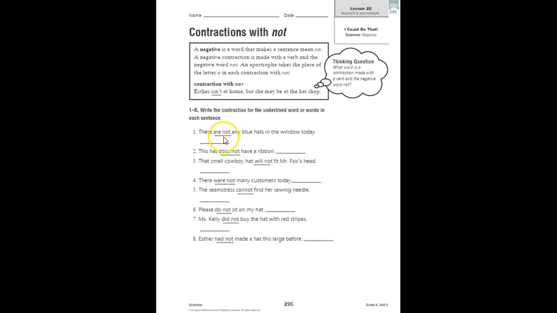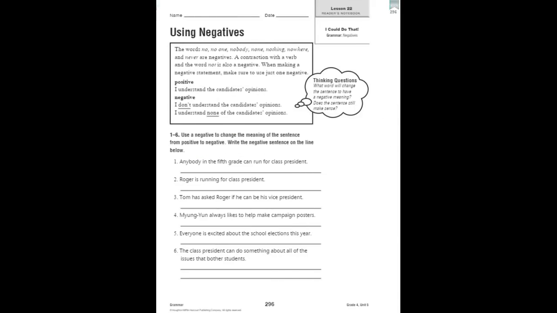All right, so are not becomes aren't. Remember, the O is replaced with an apostrophe, and you will write it on the line. Then to practice using negatives, page 296, use a negative to change the meaning of the sentence from positive to negative, and then write the negative sentence on the line below. All right, again, all the information about using negatives and your thinking question are right here.